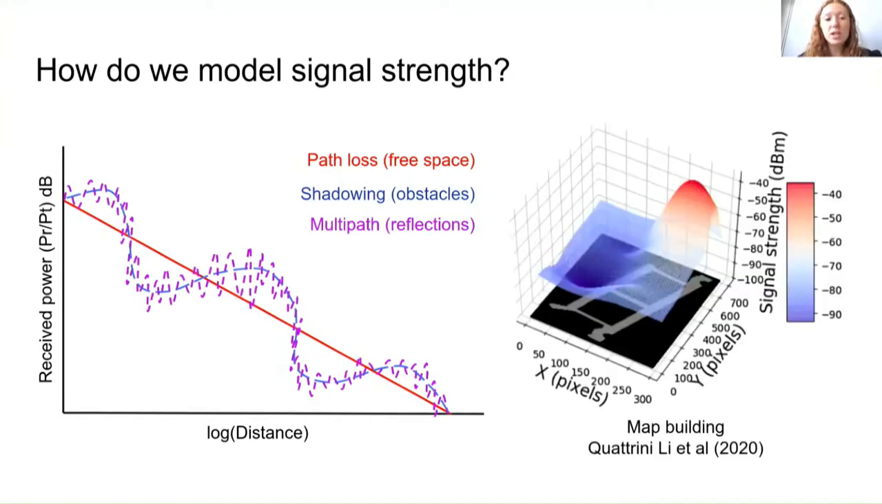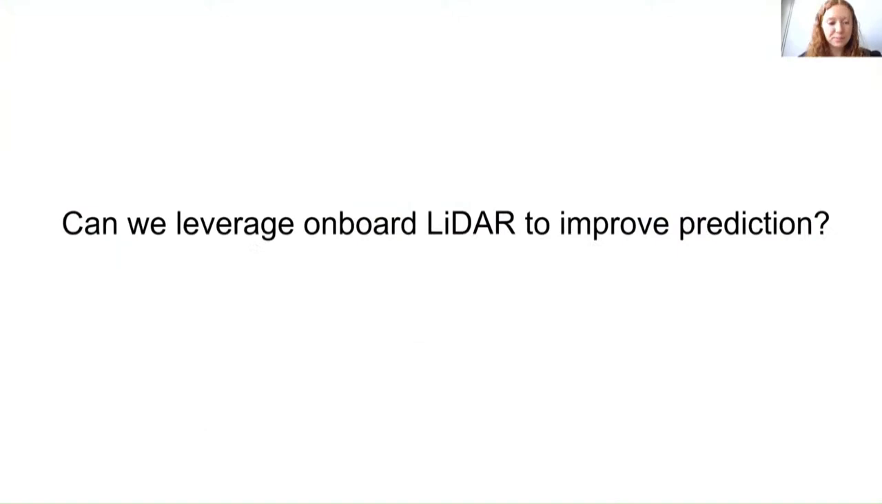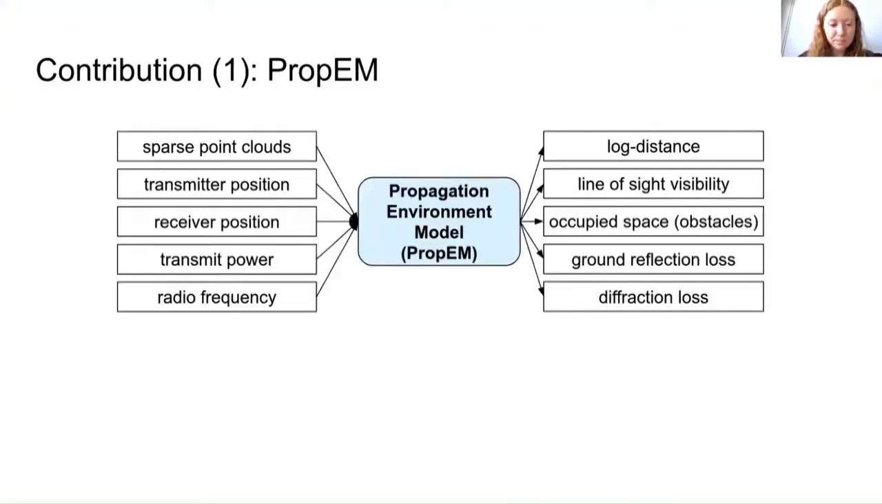For static transmitters, especially given a known map of the environment, data-driven methods can be used to fit accurate spatial models of signal strength prediction, and this is shown in prior work. For mobile robots operating in unknown environments, we investigate how the robot's onboard LiDAR, which is used to create partial maps, can inform signal strength prediction.